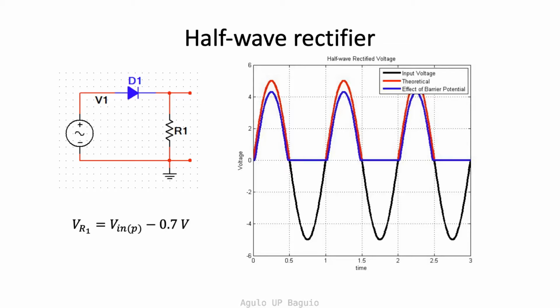Let's consider the simplest diode circuit with an AC source. The first diode circuit that we are going to discuss is a diode in series with a resistor. The input voltage is a sinusoidal AC voltage operating at a particular frequency. If the output voltage is taken across the resistor R1, how will that output voltage look?